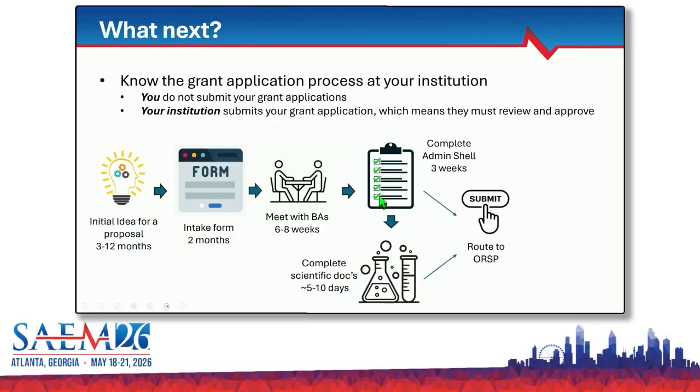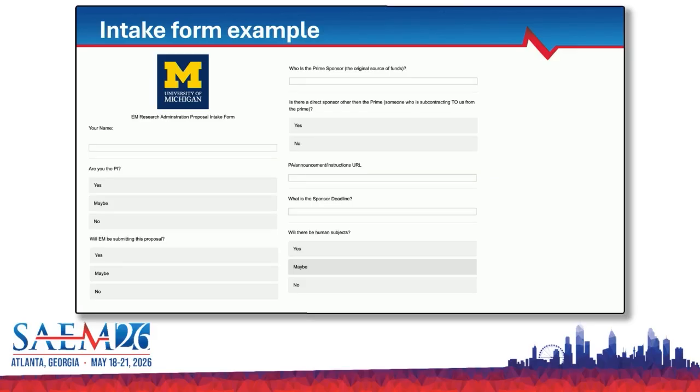All right, so once you have the admin shell and the scientific docs all collected, your BAs will then route them to your Office of Research Services or whatever they call it. I guess for us, it's the Office of Research and Sponsored Projects. And then they will send it to the funding agency, right? So no mailing it off yourself. All right, any questions about this? Good, know that process.